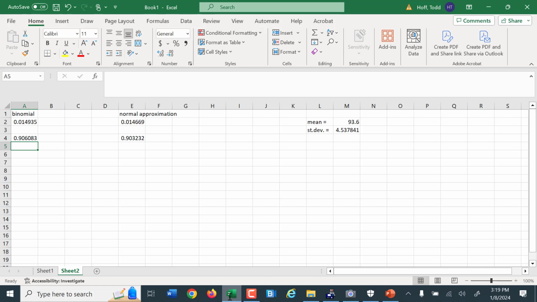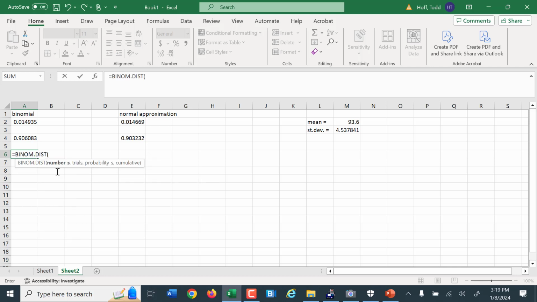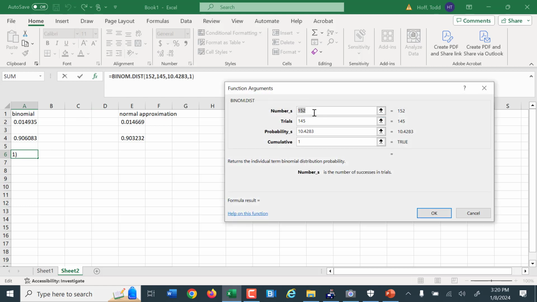So I'm going to do it in Excel here. So the binomial distribution probability, 152, 145, 10.4283. And we do want to go cumulative, but we wanted greater than. This is going to give us less than. So I'm going to go back here and slip in 1 minus to get the, oops. Oh, what's wrong there? Number of successes, 152. Number of trials, 580. I entered that totally wrong.